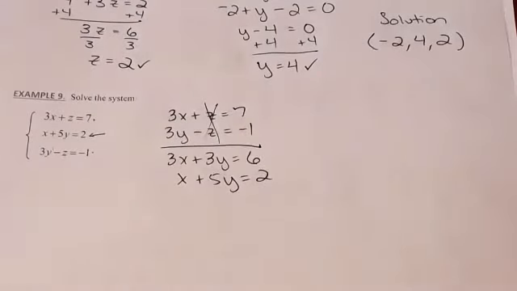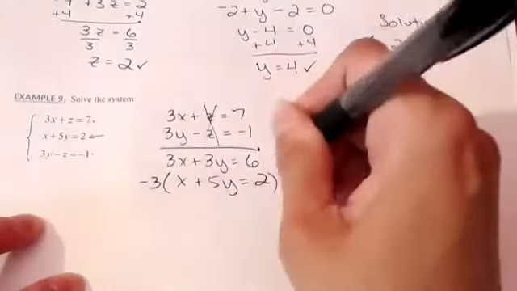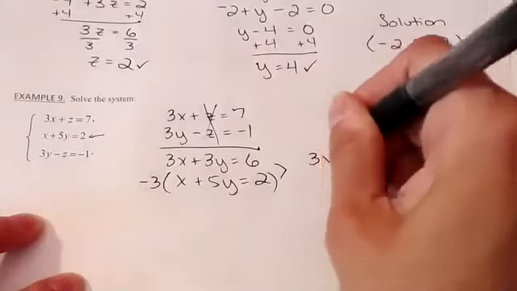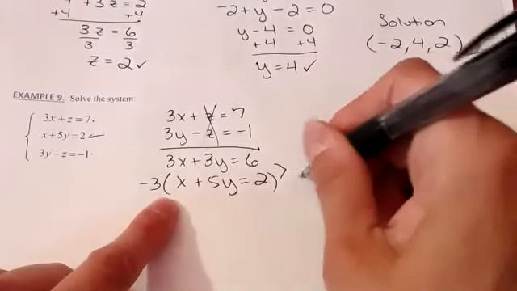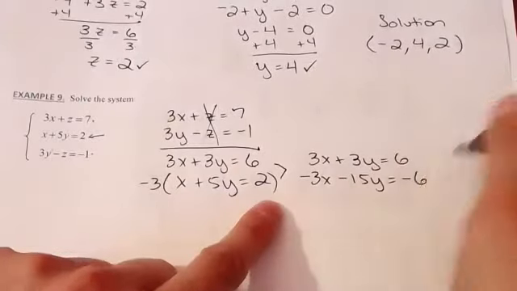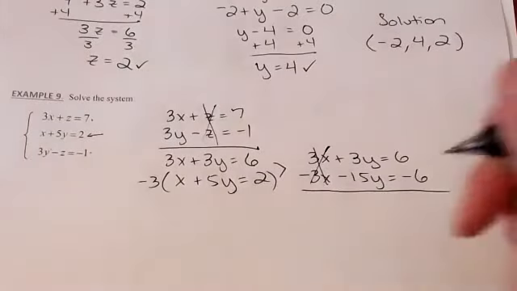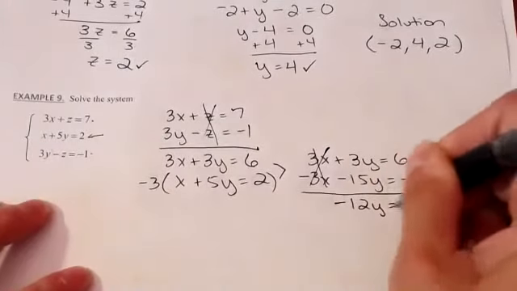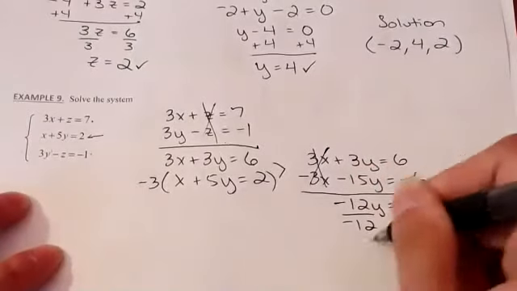Okay, what should I multiply by? -3, yes. Which one? The second one. Perfect. Let's multiply the second equation by -3 and let's see what happens. So we get 3x plus 3y is equal to 6. Distribute this 3 throughout, you get -3x, -15y is equal to -6. Perfect. Our x's are going to cancel. 3y minus 15y, that's going to be -12y. 6 minus 6 is 0. And then, of course, we divide by -12. And we get that y is 0.